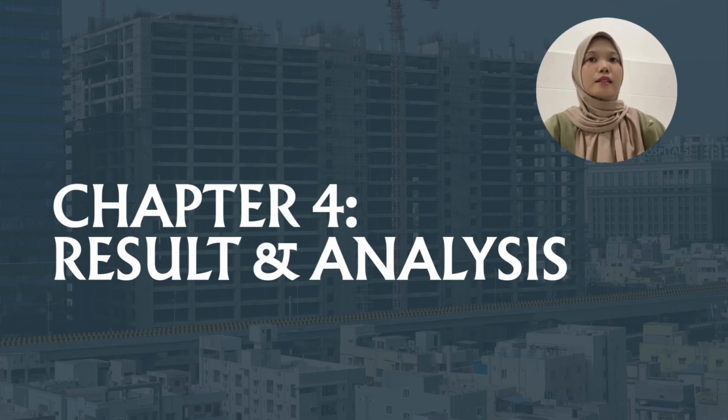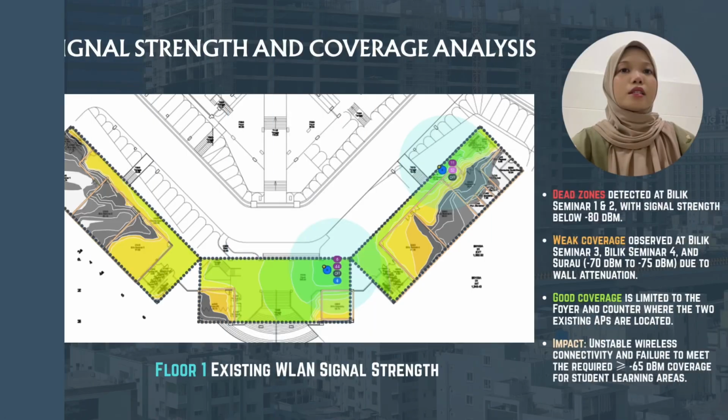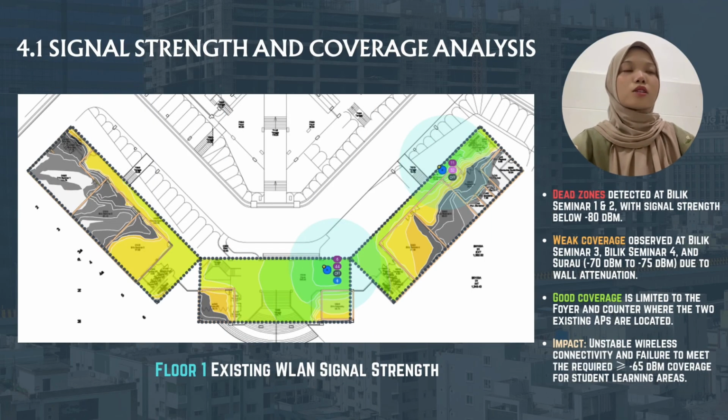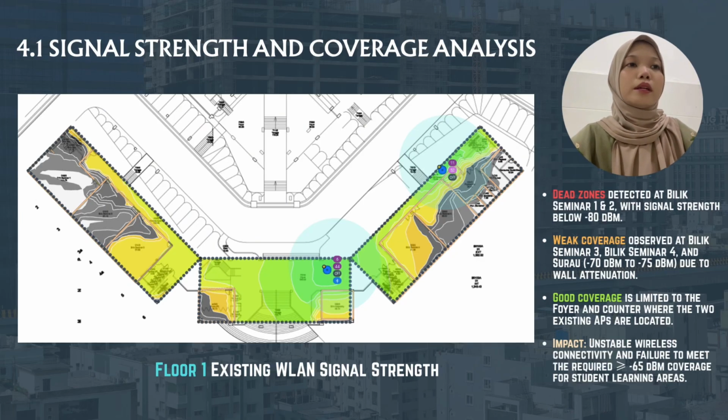Now I will present Chapter 4, Result and Analysis. Floor 1, existing wireless LAN signal strength. Dead zone detected at bilik seminar 1 and 2 with signal strength below minus 80 dBm, and weak coverage observed at bilik seminar 3, bilik seminar 4 and surroundings due to wall attenuation. Good coverage is limited to the foyer and counter where the two existing APs are located. The impact is unstable wireless connectivity and failure to meet the requirement of more than or equal to minus 65 dBm coverage for student learning area.